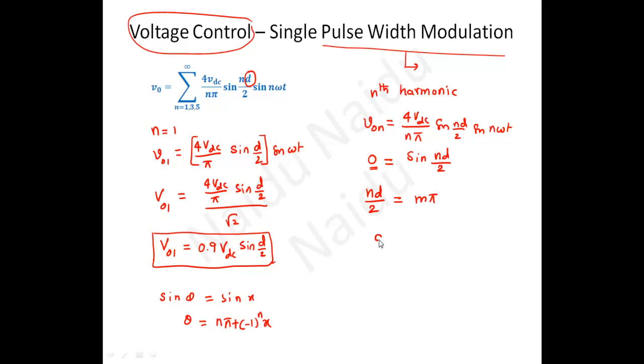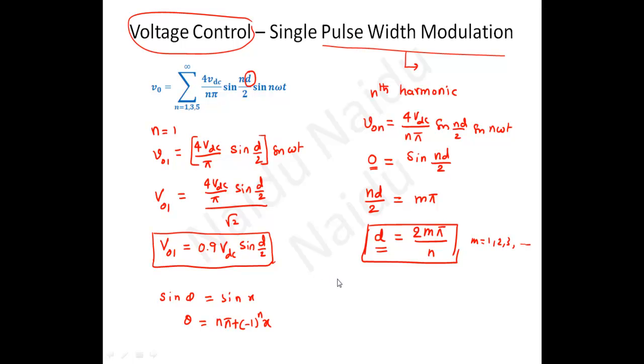From this, what is the pulse width required to eliminate the nth harmonic from the output of this waveform? That's nothing but 2m pi by n. Remember, this is important. Here d is the pulse width to be set to eliminate the nth harmonic from the output, m is an integer 1, 2, 3 and so on, and n is the harmonic number to be eliminated.